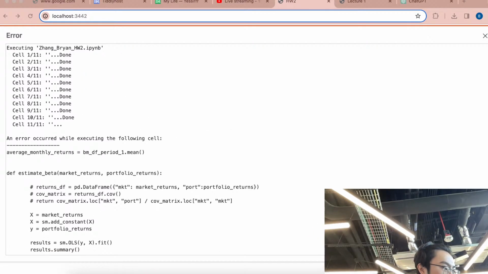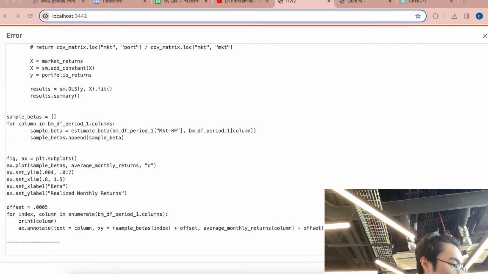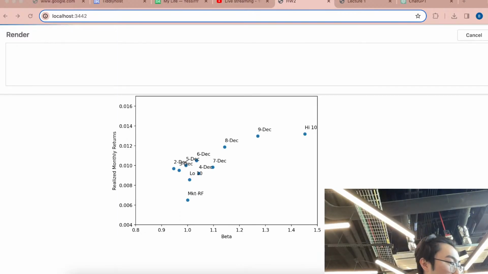We're getting some serious errors here. Okay, yeah, I think first of all I'm not returning anything. So let's just try to run through everything, and then we don't have to worry about creating the graph yet. I just want to see what the output is for the regression.